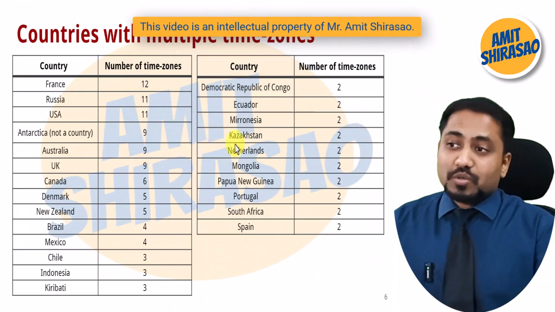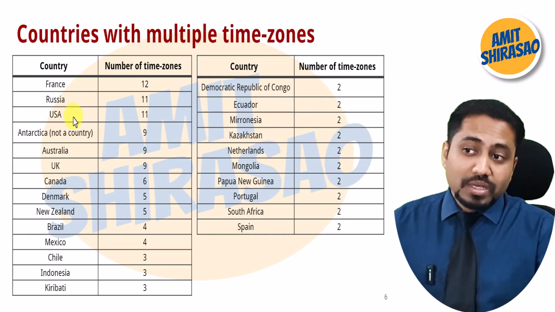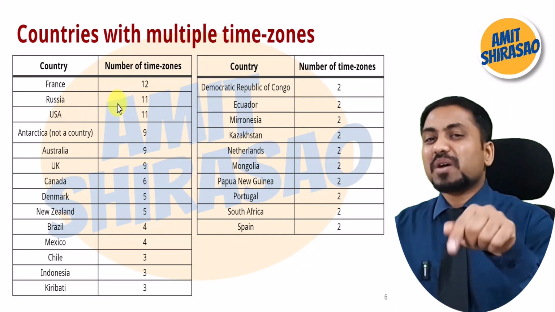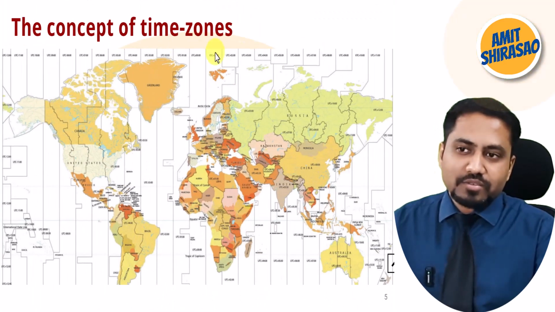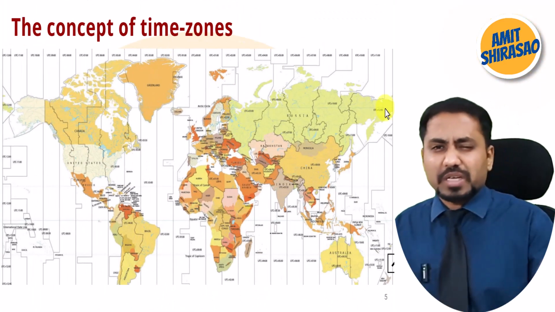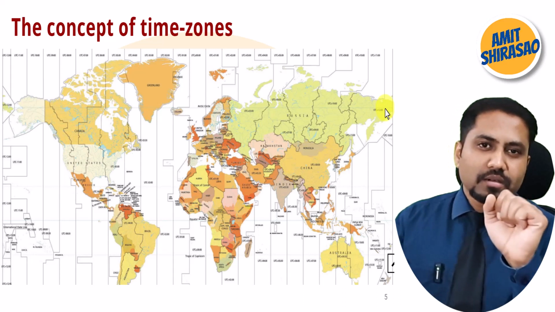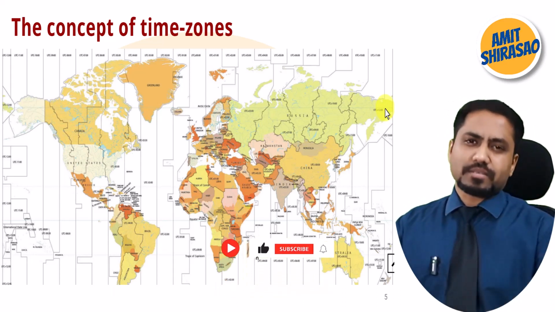Countries following multiple time zones. So you will notice that the US and Russia have the same number of time zones. Why? You would think that Russia is so humongous, such a big country. First thing, Russia is not as big as you think it is.